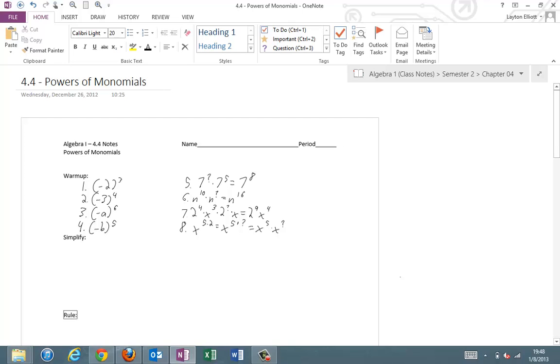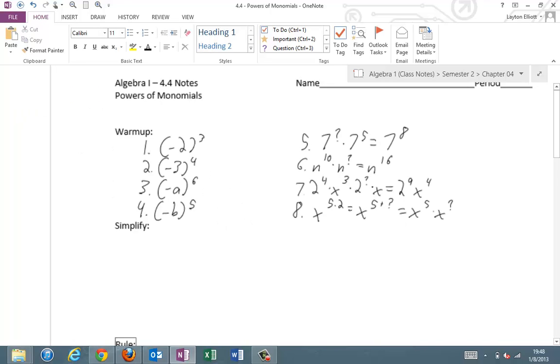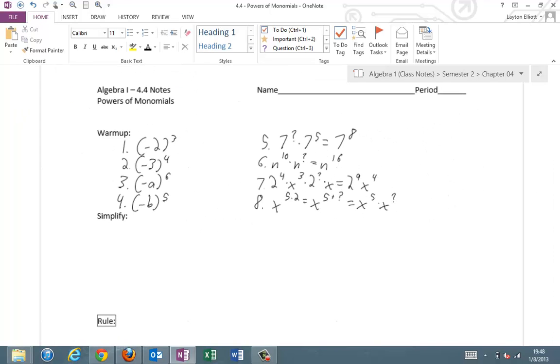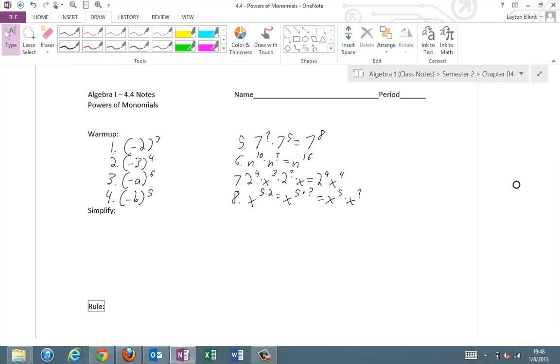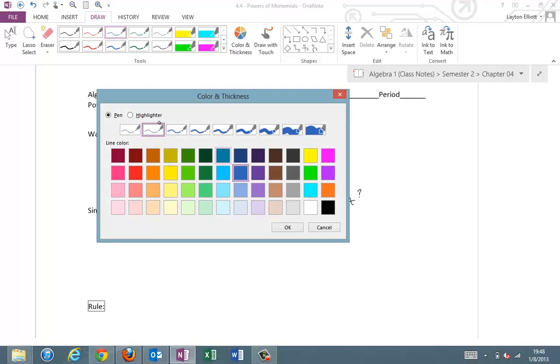So we're here today to talk about powers of monomials. Monomials, again, were those things from before where you have variables and constants all multiplied together. In other words, monomials are single terms, not polynomials, but single things that are being added and subtracted.